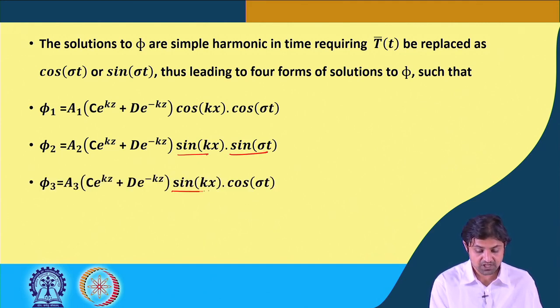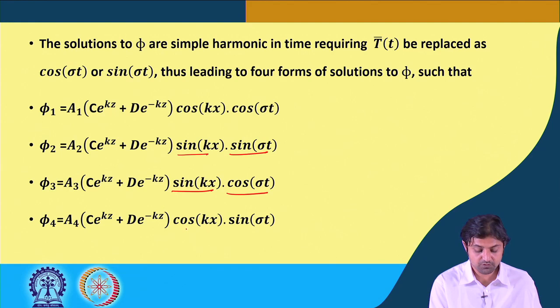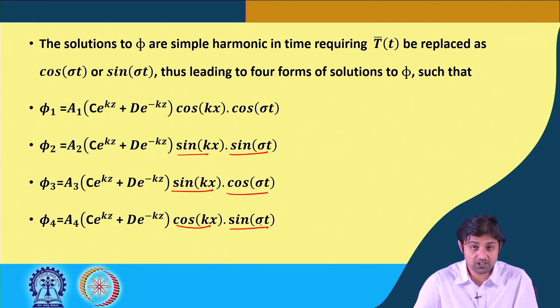The third would be sin kx cos sigma t, and the fourth would be cos kx sin sigma t. However, the total velocity potential is going to be the sum of two of those, right? Which two we will come to later, but for now we have assumed four different terms: phi 1, phi 2, phi 3, phi 4. One would be phi 1 minus phi 2, the other could be phi 3 minus phi 4, but that we will come to later.